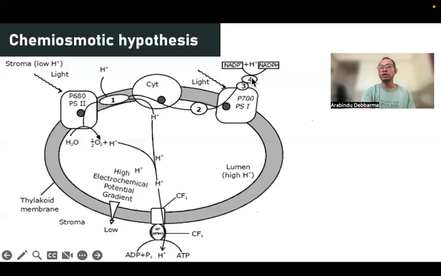Also, as we said in our reaction, the final acceptor of electrons is NADP, which is then converted into NADPH. This again uses another hydrogen proton to get converted into NADPH. Therefore, more hydrogen protons are reduced outside the thylakoid membrane, whereas inside it is increasing more and more. This leads to a very high electrochemical potential gradient, with many protons inside and very few outside.